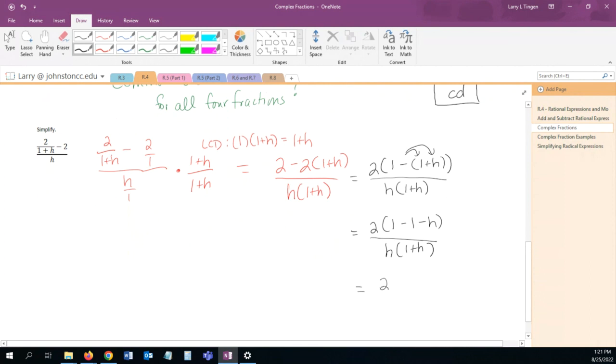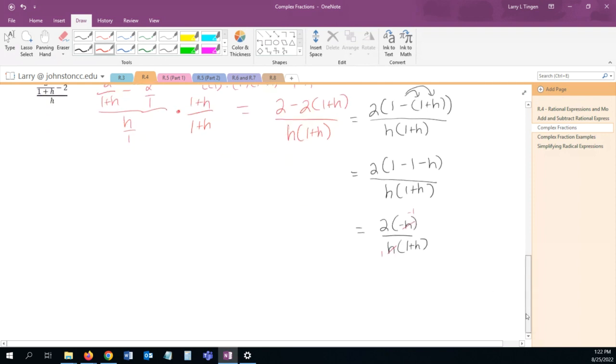And then, so that's 2 times negative h for h times 1 plus h. And what have I got? Have anything in common? Yeah, I can divide these h's. If I divide this h by h, this is a negative h. So that's going to leave a negative 1 here. I divide that by h, it just leaves a 1. And what do I have? I have negative 2 over 1 plus h.